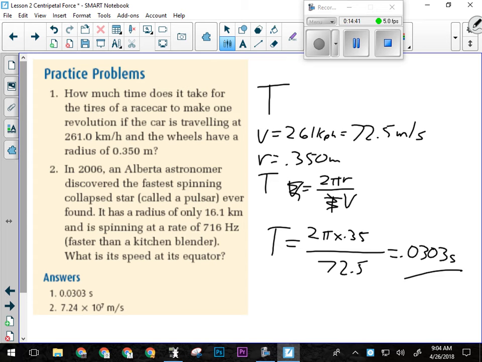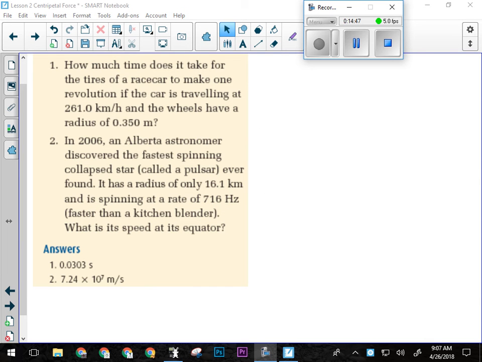All right, how many people need some more time on number 2? Okay, I'll give you a little bit more time on 2 then. All right, let's have a look at number 2 here.